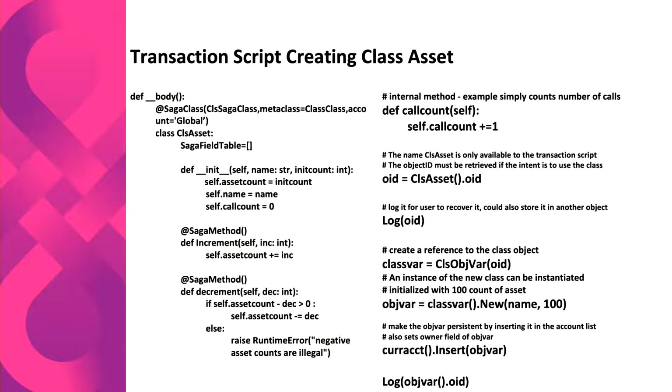Another really interesting piece is that the class asset, the word class asset, CLS asset, is actually only local to the transaction script. Remember, we're dealing with object IDs. So the class has an object ID, not a name. This does not create a name, it just allows you to use it inside the script better. The next field down would be fields that are referenceable over the CMI.